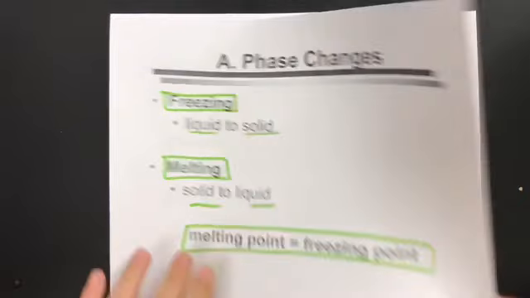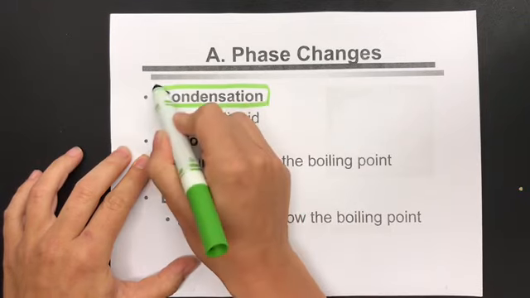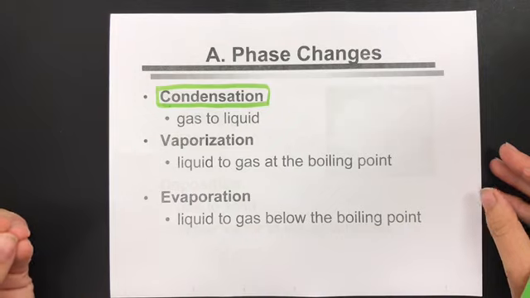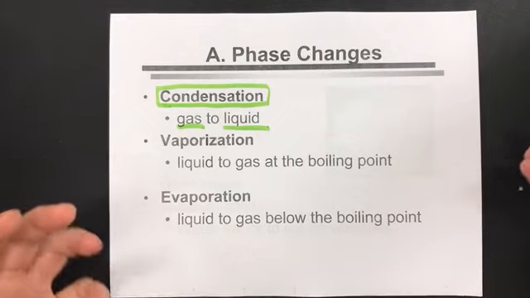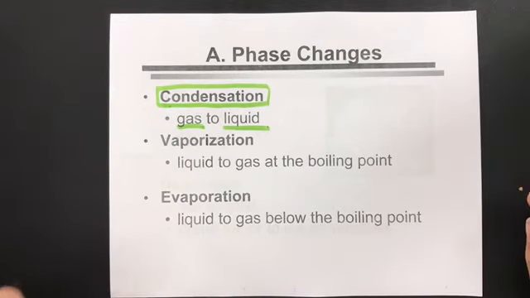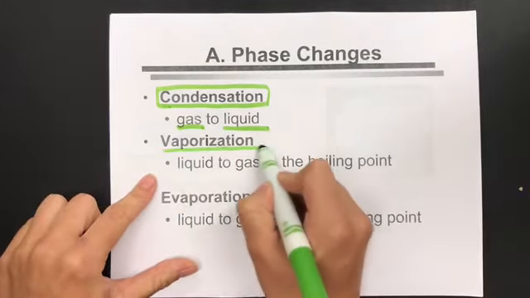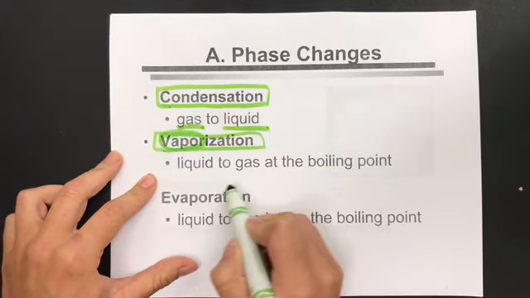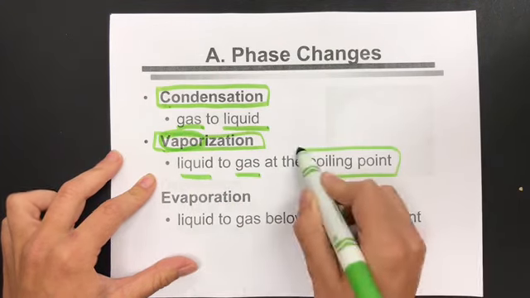Okay. Next, let's talk about 2 other ones that you should be familiar with. Condensation. So condensation on a glass is literally the water in the air going from a gas to a liquid. It's not that the water has seeped through the glass or anything like that. It's the water molecules in the air going from a gas to a liquid outside of your glass. Vaporization is exactly what it stands for. Vaporization means you're turning into a gas, so liquid to gas at the boiling point.